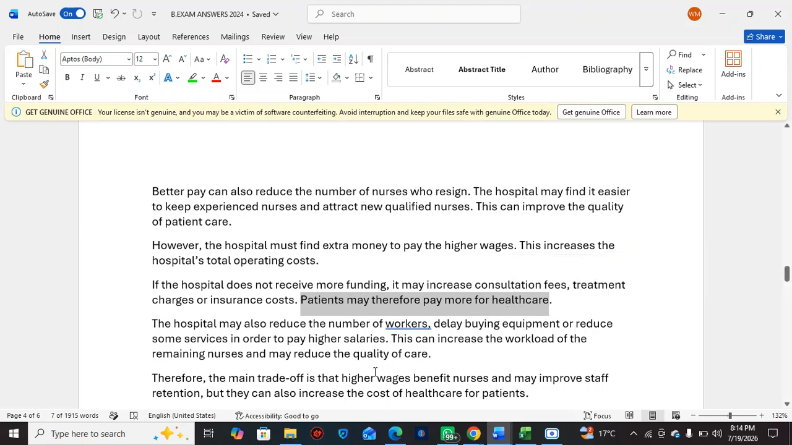Yes. The hospital may also reduce the number of workers, delay buying equipment, or reduce some services in order to pay higher salaries. So, as I said earlier, some services are going to be affected because these nurses or doctors are getting higher pay. So, some services may even be reduced. This can increase the workload of the remaining nurses and may reduce the quality of care. Since their salaries have increased, some nurses might be laid off also. So it means fewer nurses remain.